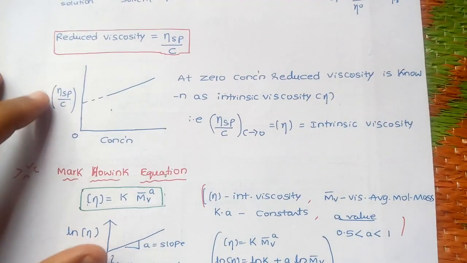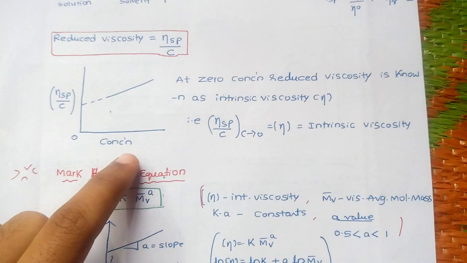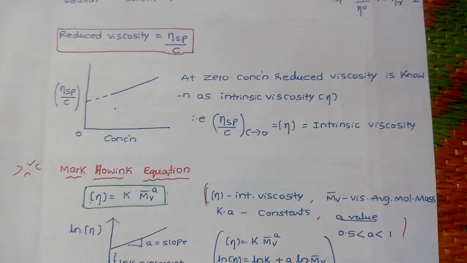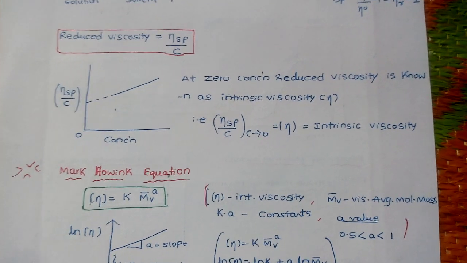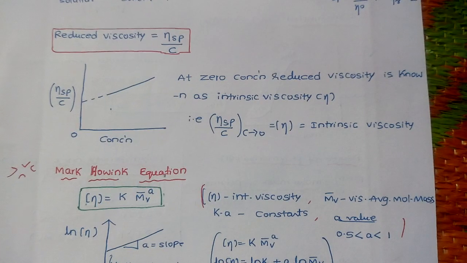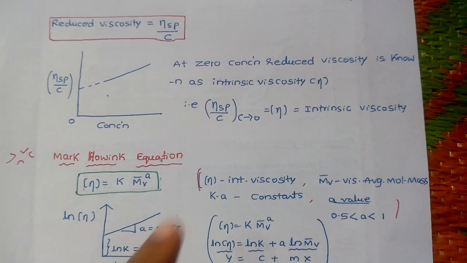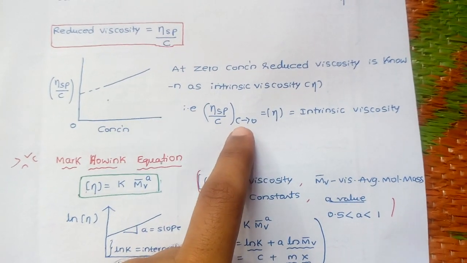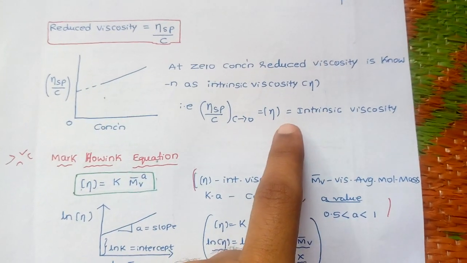If you plot the graph of eta sp by C against concentration, at 0 concentration the reduced viscosity is known as intrinsic viscosity. That means whatever viscosity is there at 0 concentration is the intrinsic viscosity. When specific viscosity divided by C is taken as concentration tends to 0, we get the intrinsic viscosity.